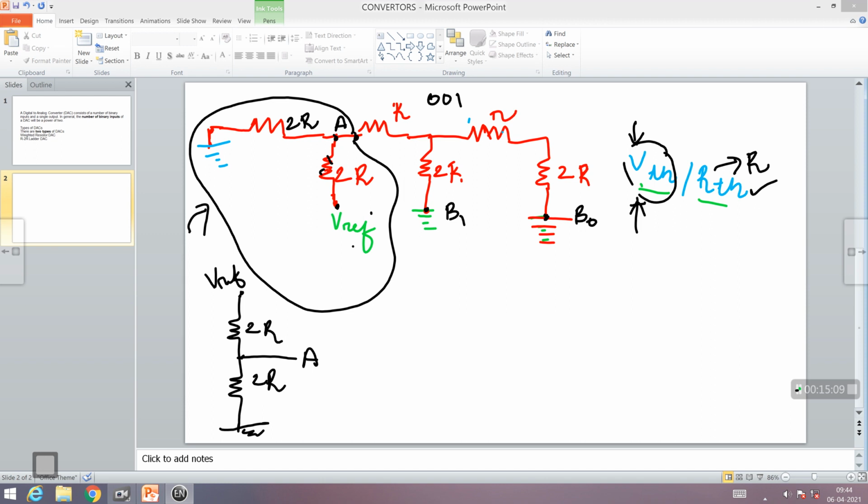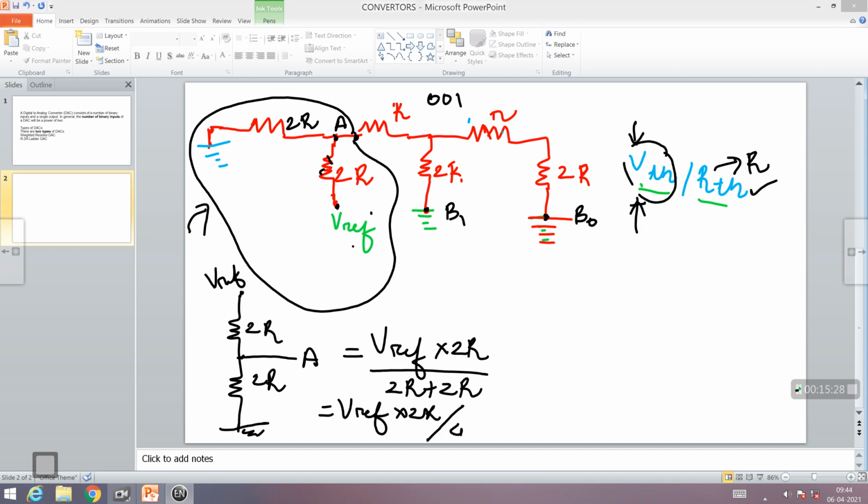So this network is like a voltage divider network. So how will I get the voltage at point A? It is Vref into 2R upon 2R plus 2R, which comes out to be Vref into 2R divided by 4R. When R and R cancel, this comes out to be Vref by 2. So the voltage experienced at point A is Vref by 2.